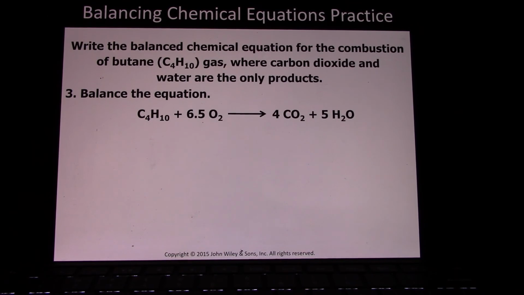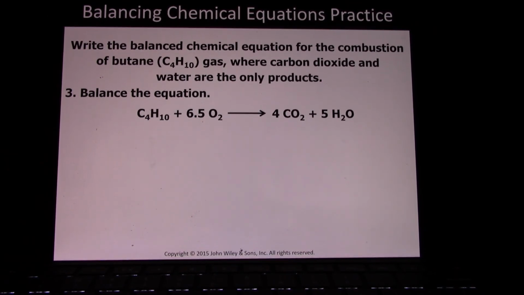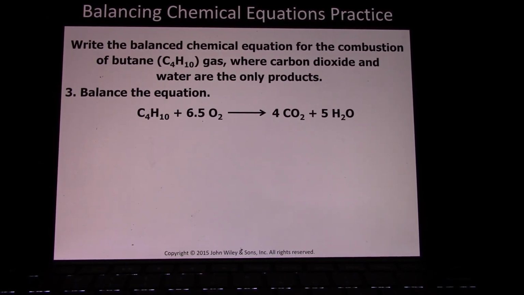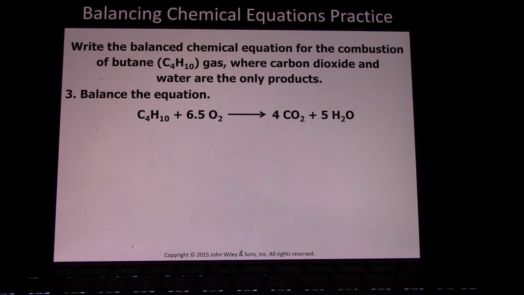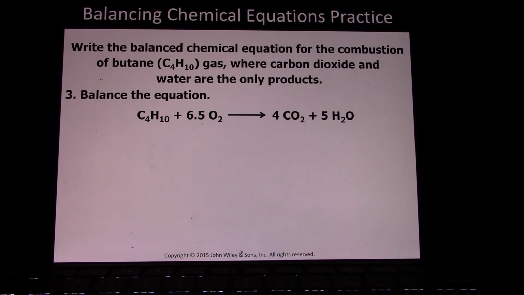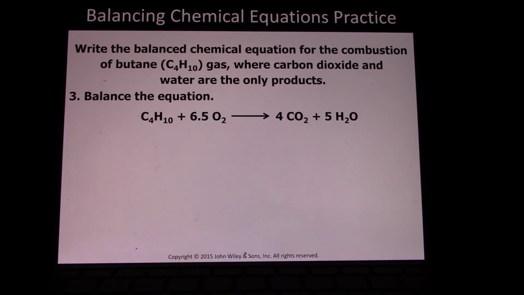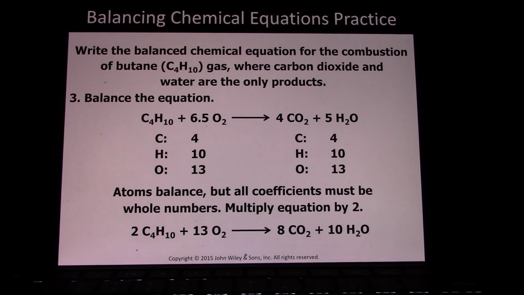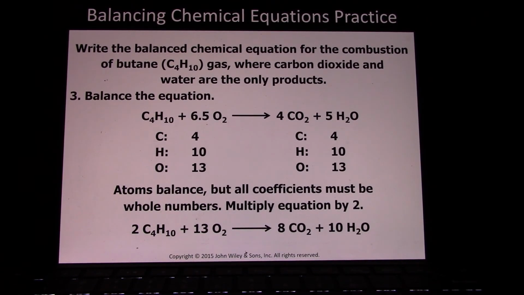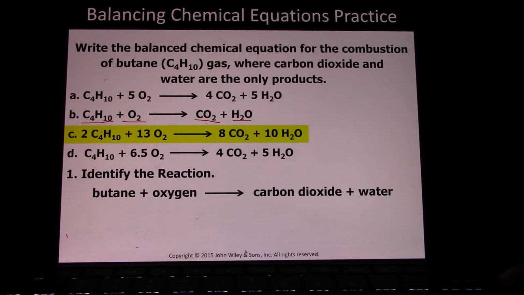So what times 2 gives me 13? 6.5. But you're not done yet. You're not allowed to have half of a molecule. There is no such thing as 0.5 of an oxygen molecule. So in a case like this, we multiply every coefficient by 2 to make sure that we just end up with small whole numbers. Which is why you got the double numbers, giving us the answer of C.